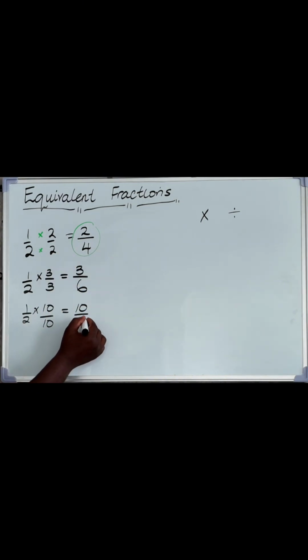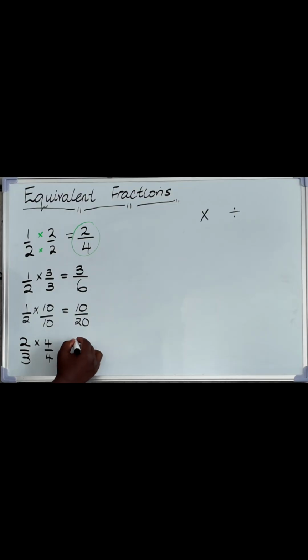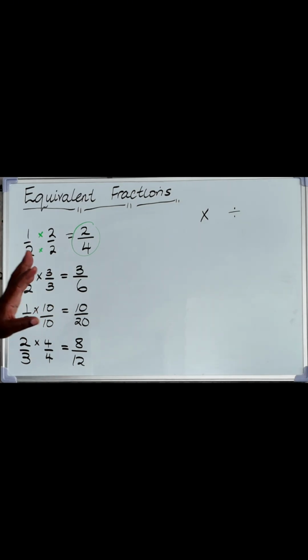Now let's use a different fraction which is not a half. Let's say 2/3. And this time, because we said we can choose any number to multiply, we can multiply by 4 over 4, which is equal to 2 times 4 is 8, and then 3 times 4 is equal to 12. So we are saying 2/3 is equivalent to 8 over 12. So if you're given any fraction here and there is nothing else given, just choose any number that you want to multiply by and then you get your equivalent fractions.